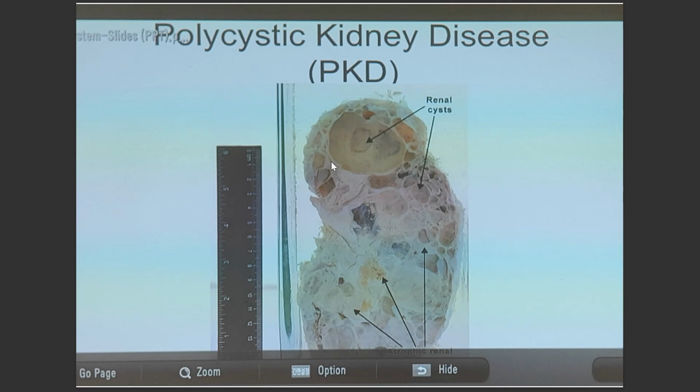This is the gross view of polycystic kidney disease. Here you see a cyst, this is a cyst, and the tissue is atrophied with an elevated surface, and the kidney is enlarged from its normal size. So this is called polycystic. This is the cross section of the kidney in case of polycystic kidney disease.